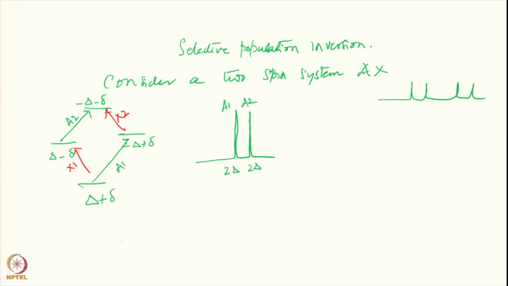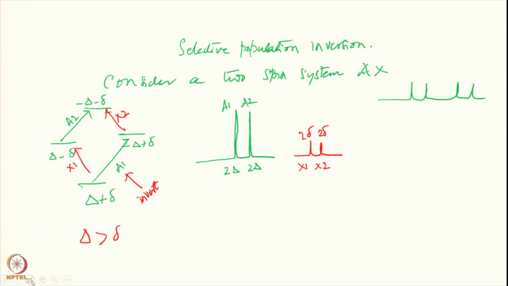And what about X1 and X2? This is this minus this. So, I will have smaller intensities, and notice here delta is greater than delta, okay, and this is 2 delta and this is also 2 delta, and this is my X1 and this is my X2. So, now what I do is I invert this transition, selective population inversion, this is what I said.